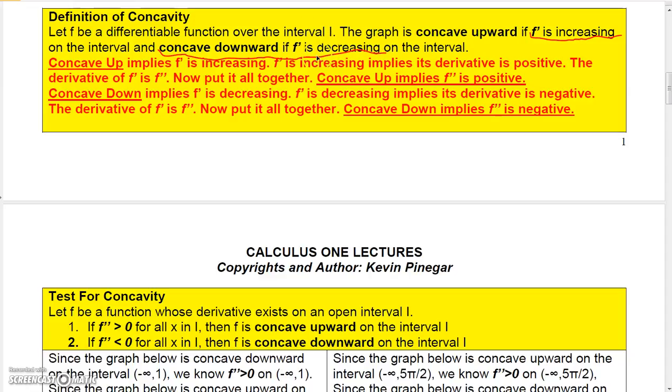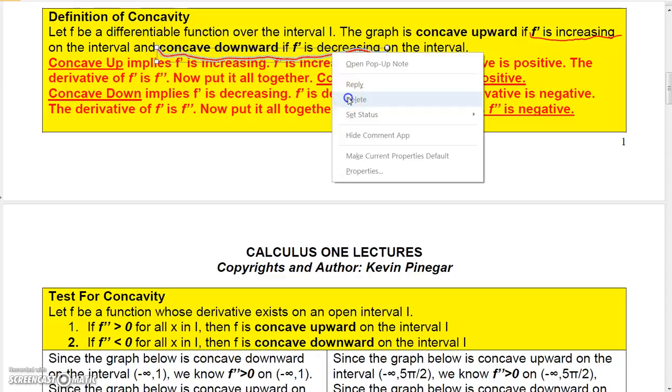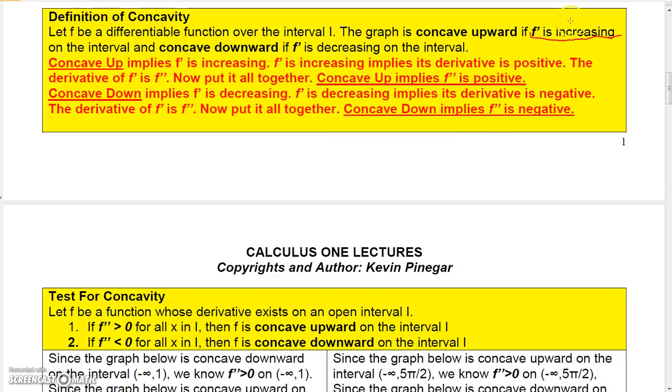So basically, if we can find where f prime, the first derivative, is increasing or decreasing on an interval, then we can determine concavity. Well, here's something that's kind of difficult for students to follow, but I want you to think about something here. f prime is a function, correct? Now remember, we learned that a function is increasing when its derivative is positive. But in this case, the function is f prime. So f prime would be increasing if its derivative is positive.